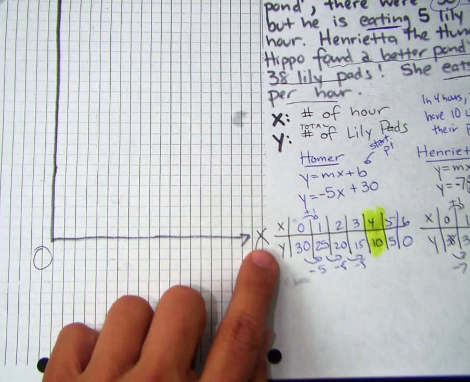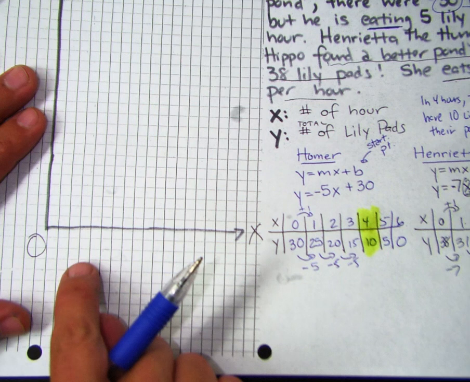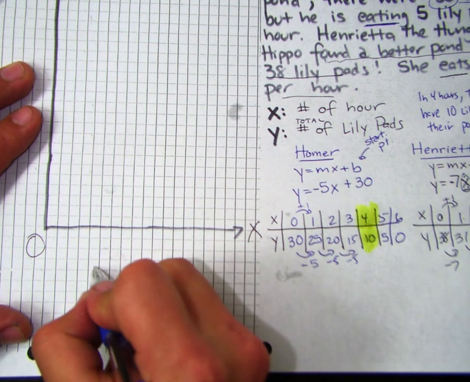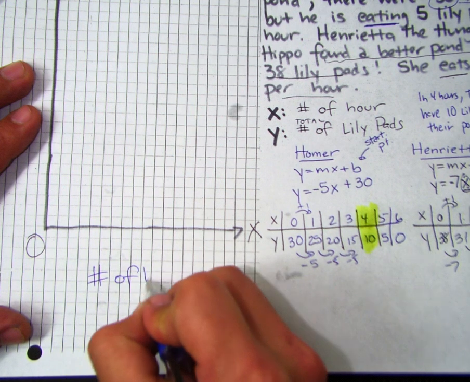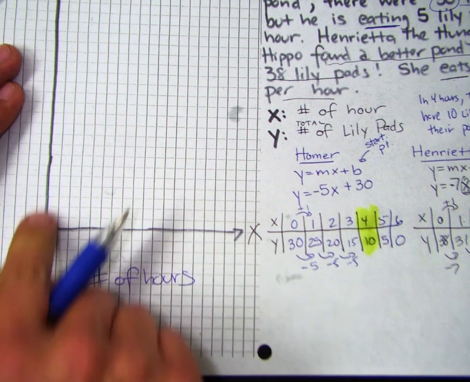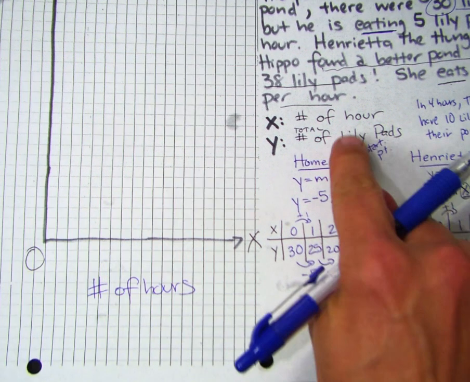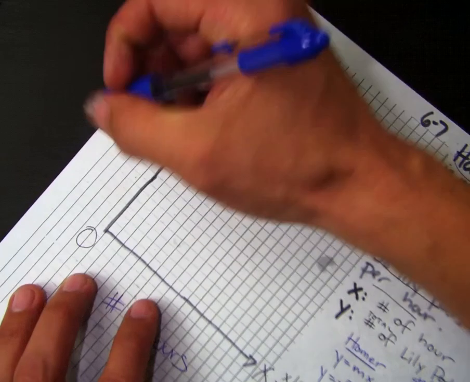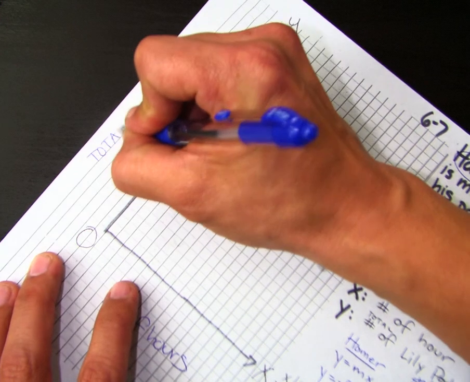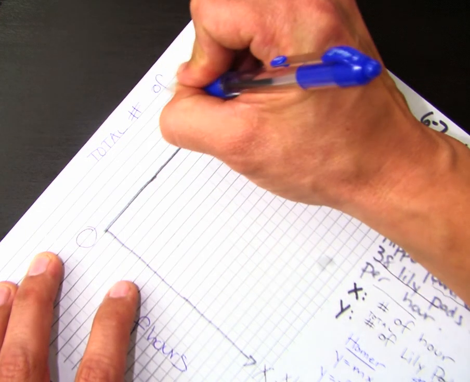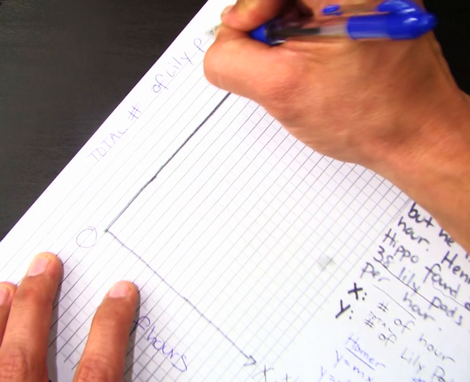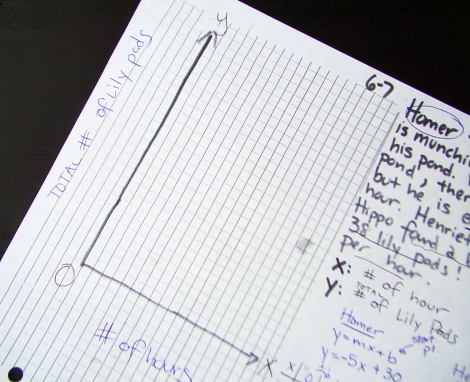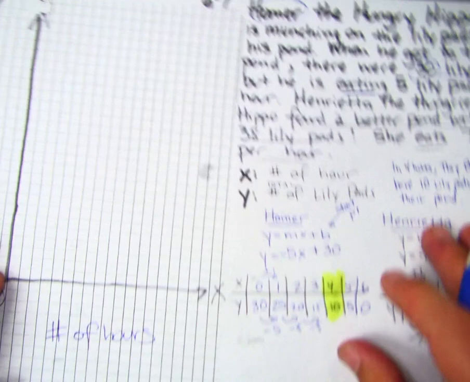All right, so now here's my x, right? So what do my x's represent? My x represents the number of hours. So write number of hours. What do my y's represent? Right here, so write it. Total number of lily pads. There you go.